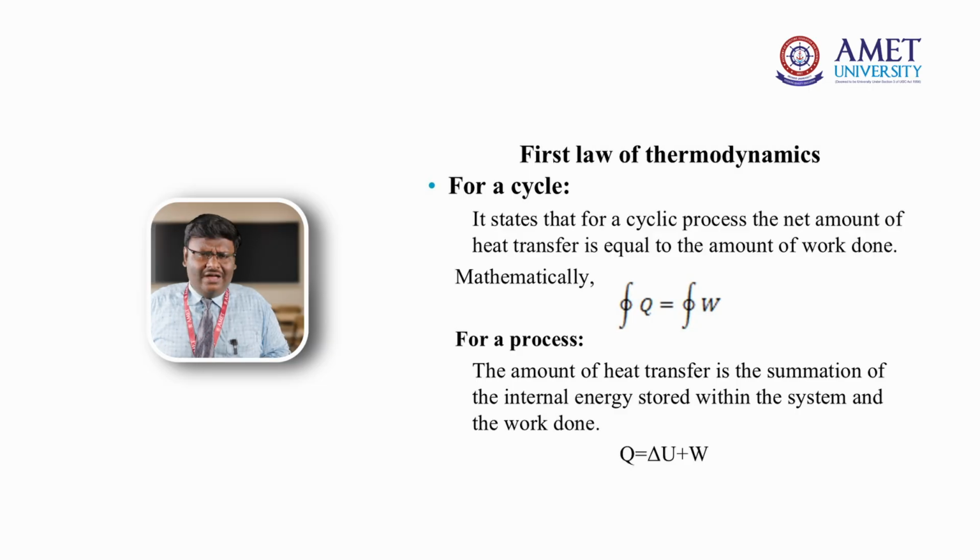Next, the first law of thermodynamics is based upon the law of conservation of energy. So energy can neither be created nor be destroyed. The first law states that when a closed system undergoes a cyclic process, net heat transfer will be equal to net work transfer. Mathematically, it is given as heat transfer Q is equal to work done W plus dU, the change in internal energy. Q is equal to W plus dU. Q stands for heat transfer, W stands for work transfer, dU stands for change in internal energy.